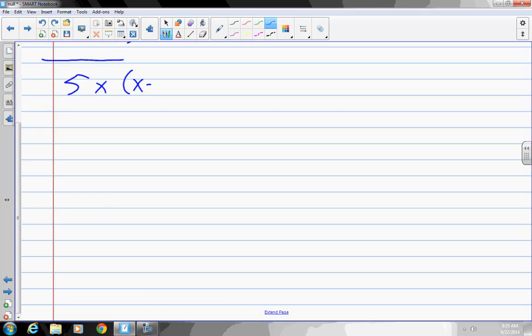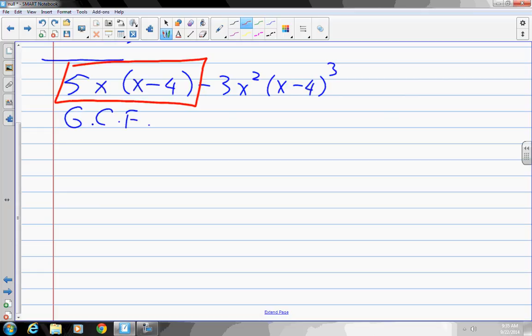5x times x minus 4 minus 3x squared times x minus 4 cubed. If I go a little crazy on you, I also added a few other things here. So again, these are your two expressions. The only things that are separated by plus or minus are the ones that were a factor. This is expression 1. That is expression 2. So I want to pull out everything that expression 1 and expression 2 share.